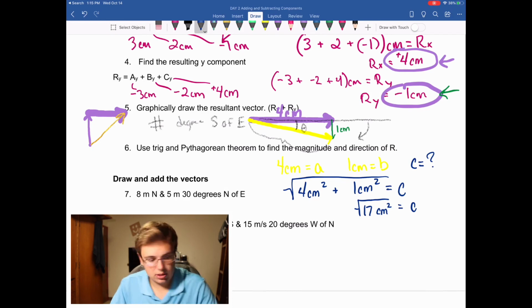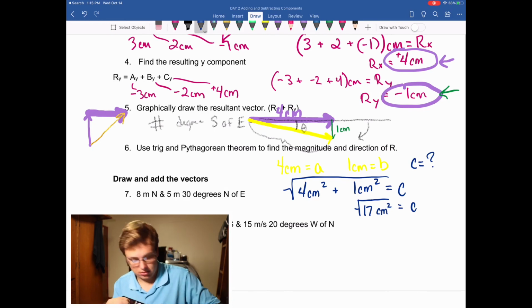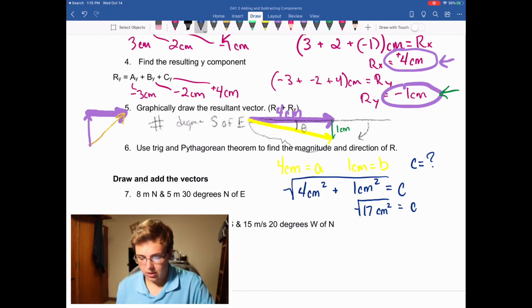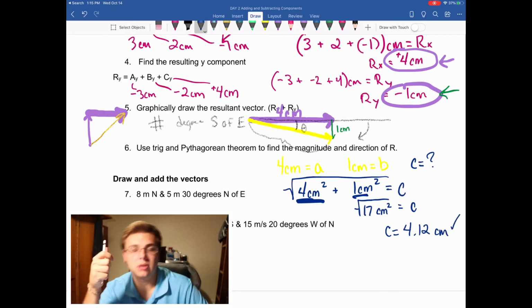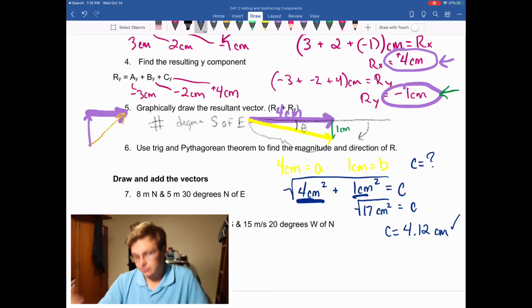I'm not sure what that is off the top of my head, so give me 1 second to plug it into a calculator. You can do the same right now, plug it into your calculator. By the way, what should it be? It should be somewhat close to 4, because this is just 1, but it has to be above 4. So when I typed in my calculator, I got 4.12 centimeters. Check, that works. Now write down why that check mark's there and why that works.